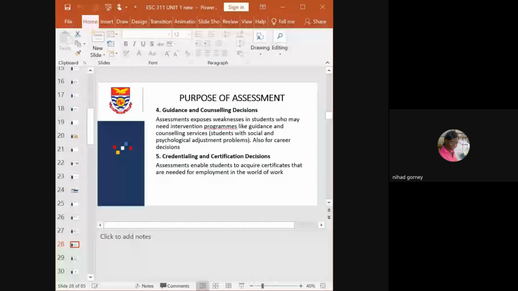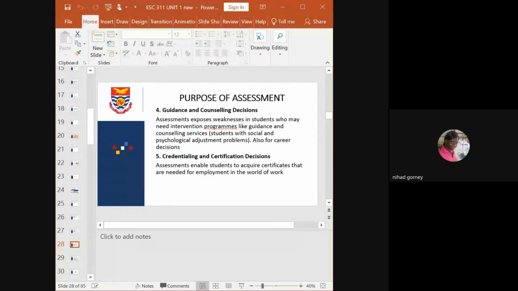When it comes to guidance and counseling decisions, assessment helps you to know the weaknesses students have and then maybe encourage intervention programs like guidance and counseling for them. Also, when they want to make career decisions, such as which course should I read after senior high school? Which career pathway will probably be effective for me, looking at my abilities? We need assessment scores to help students in making such decisions.